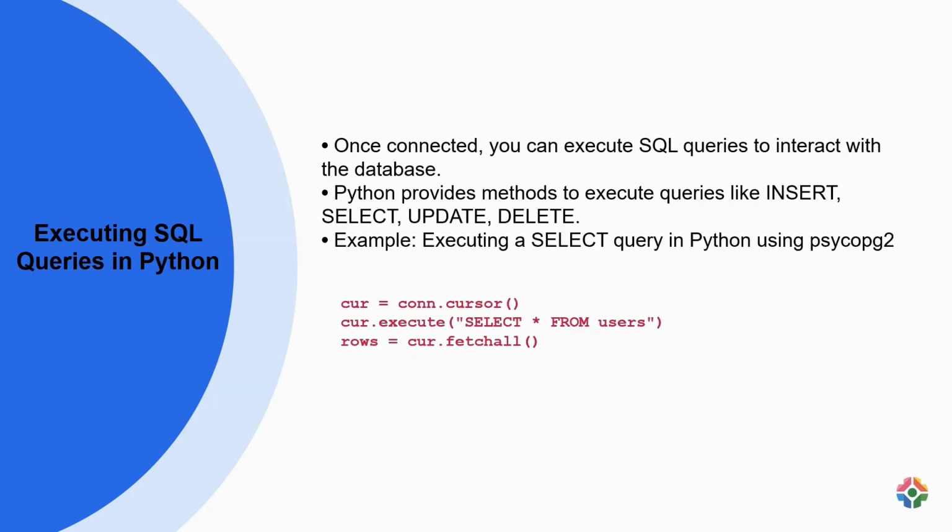In industrial settings, one can utilize SQL queries to interact with databases after establishing a connection. In Python, the psycopg2 library facilitates the execution of queries, including insert, select, update, and delete. For instance, when executing a select query using psycopg2, one first creates a cursor object by calling con.cursor, then executes the query with cur.execute select from users, and finally fetches the resulting data using cur.fetchall. This allows for seamless retrieval of data from the specified table, such as users in this case.